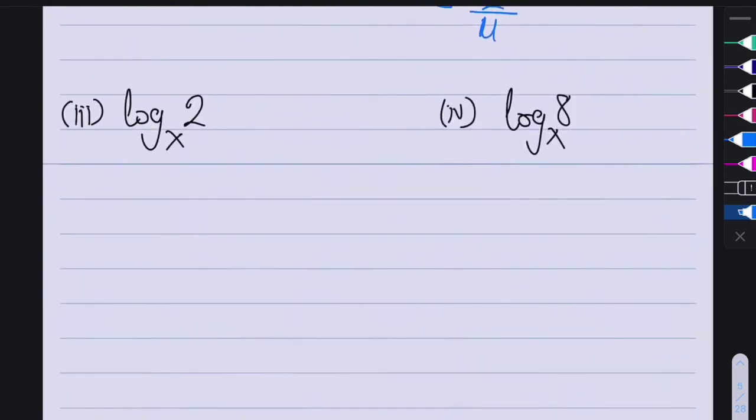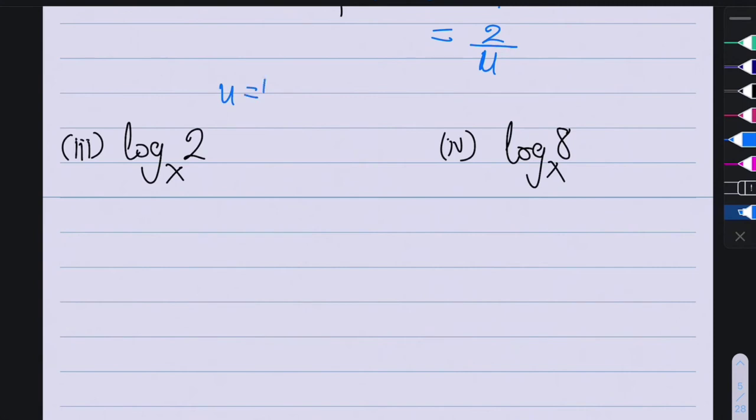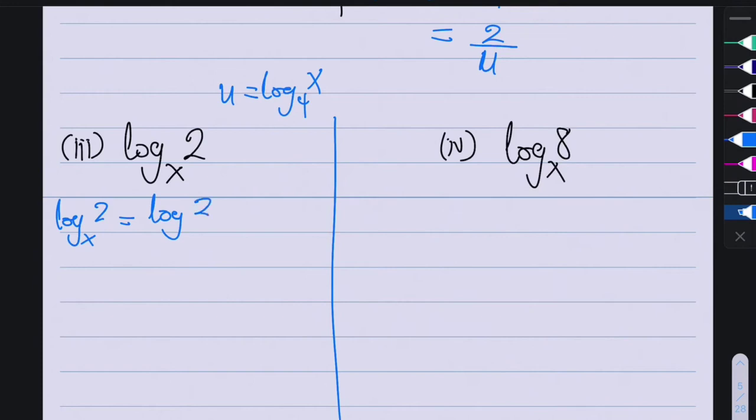All right, how about when we have something like this? Let me just write the definition of u here so that we don't have to go back and forth. Okay, so we have log 2 base x. How do we fix this? Well, log 2 base x is base x, but the definition of u is base 4. So let's change everything to base 4. That is log 2 base 4 over log x base 4. So this is now going to be log 2 base 4 over u. Log 2 base 4 is something that we cannot do anything about, so we will leave it like that.